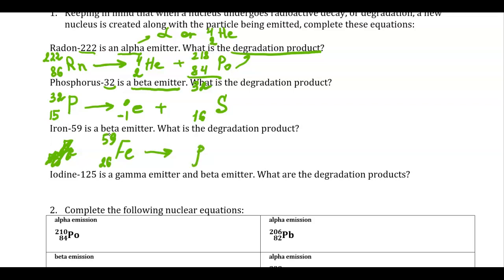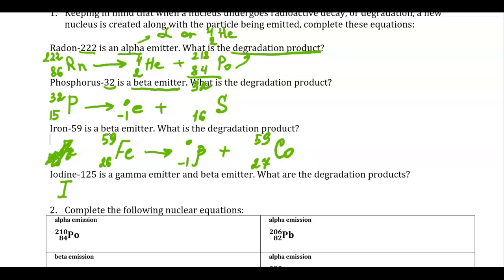So we can use this symbol. And I'm showing you a different way of creating an equation. Plus, mass will be the same, 59, and the atomic number is going to be more by 1. It's 27. And in the periodic table, we can find it's cobalt. Okay?